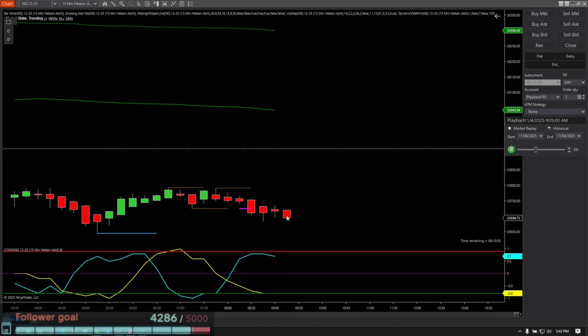Now, any type of pullback to the downside, I'm not taking that, because if my bias is that the market is actually moving higher based off the 60-minute, I don't want to take short trades on the 15. It's only going to be in the direction of the bias. In this case, we're looking for a long entry on this chart here on the 15. So we just let it bounce around, guys, right here.